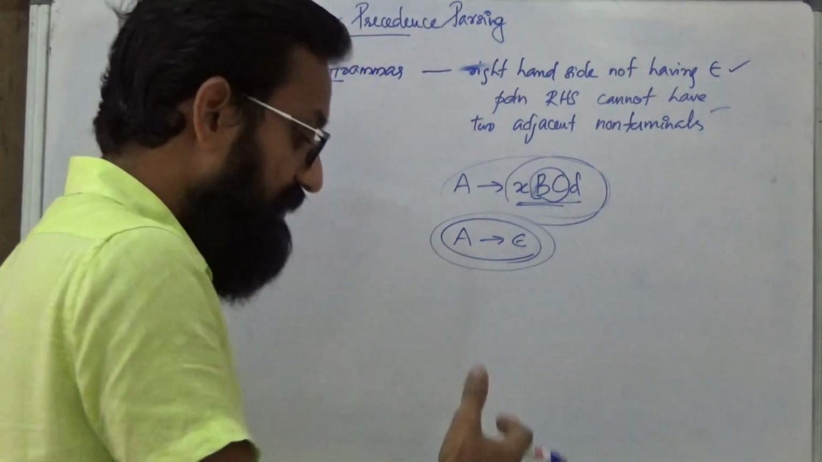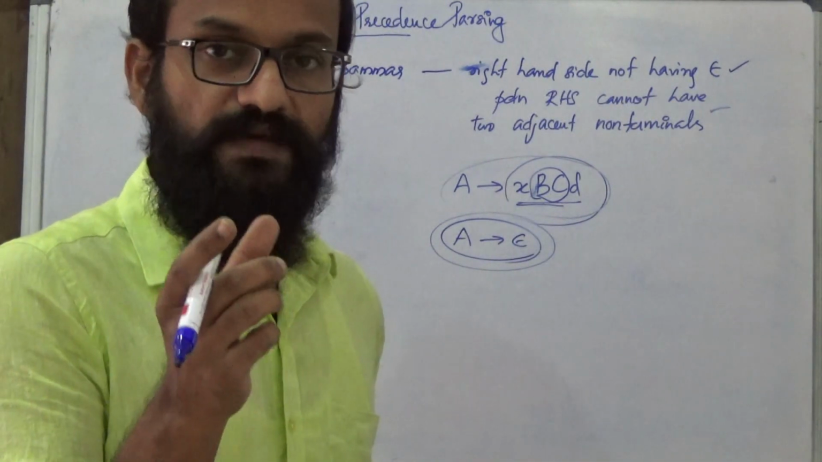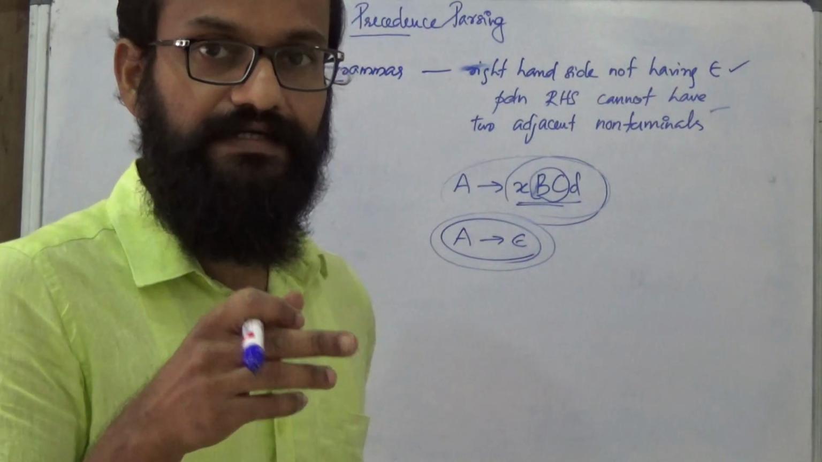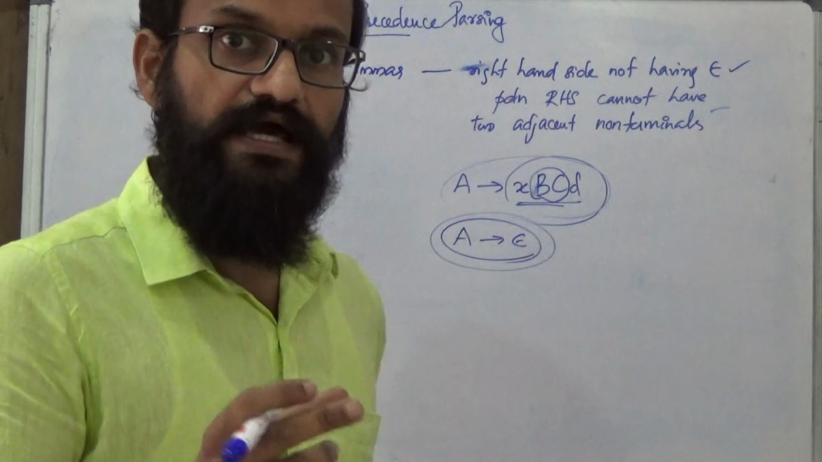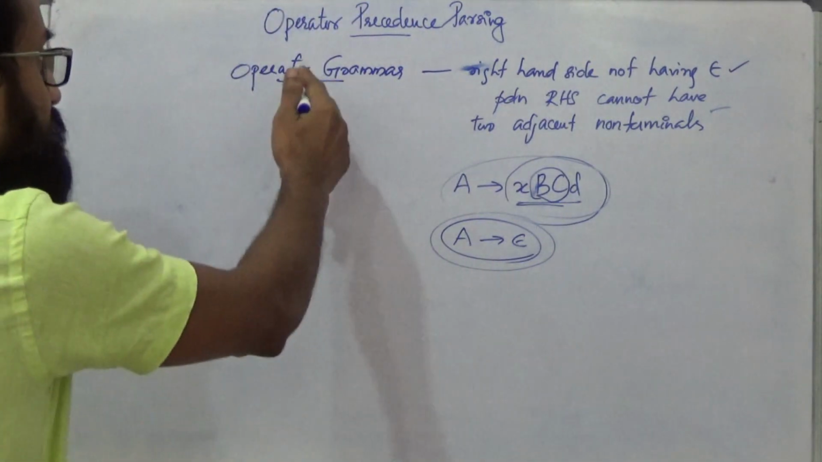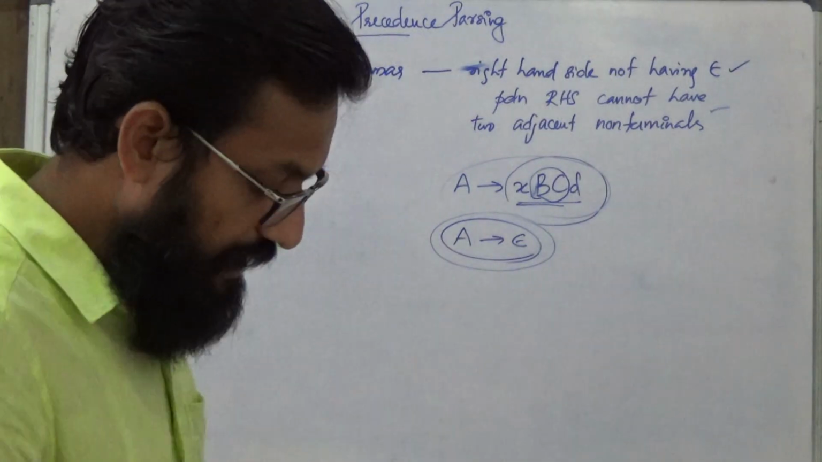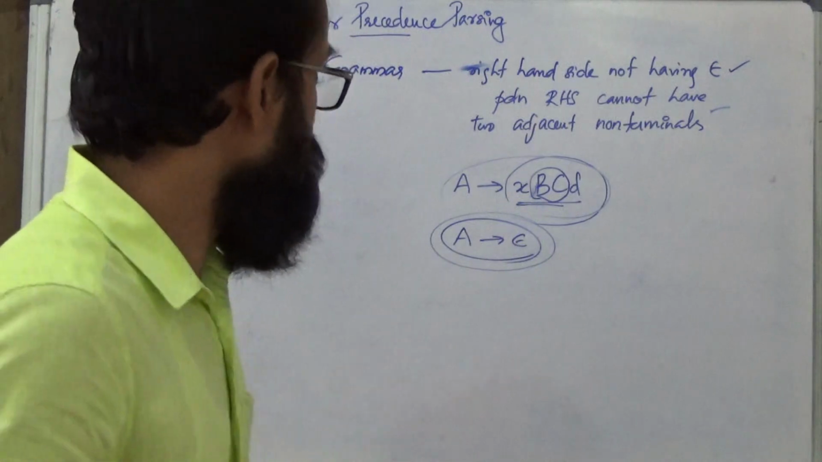If you are having multiple non-terminals in the right hand side, the non-terminals must be separated by a terminal symbol. You can have adjacent terminal symbols, but the right hand side cannot have adjacent non-terminals. That is the property to be satisfied by an operator grammar, and an operator precedence parser can be designed for operator grammars only.